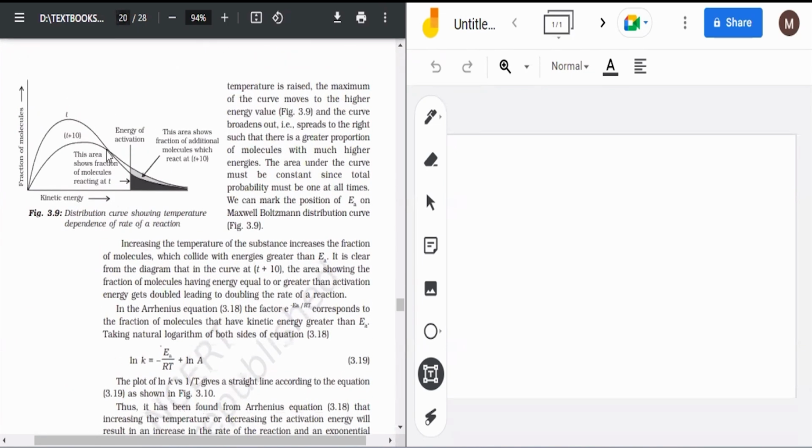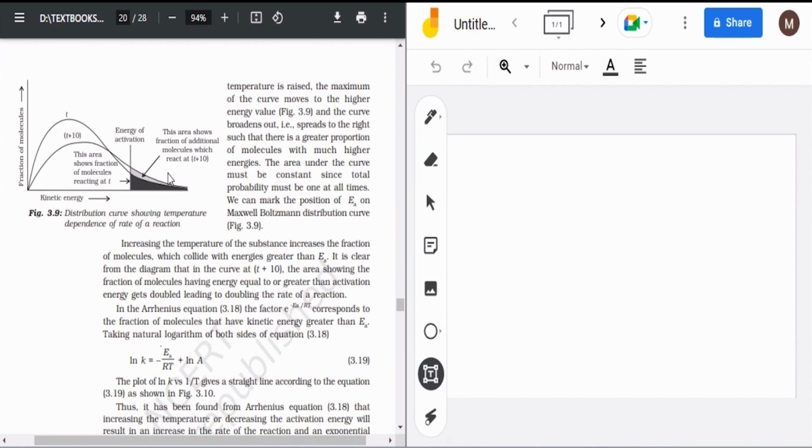And this is the Maxwell-Boltzmann curve. What does this represent? On the y-axis we are taking the fraction of molecules, and on the x-axis we are taking kinetic energy. This is the general graph, and on increasing the temperature by 10 degrees Celsius, we can see that the graph comes down and shifts slightly to the right side.